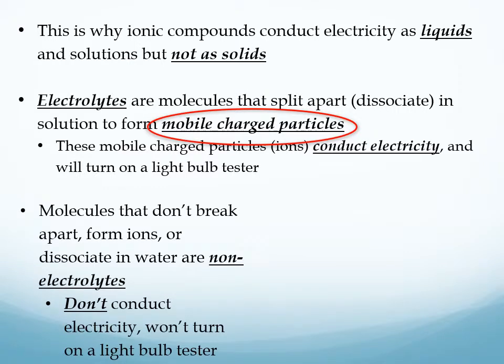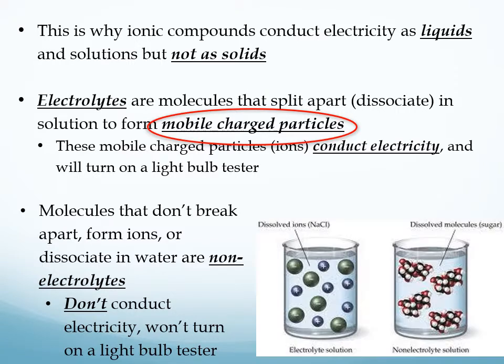The opposite of electrolytes, molecules that don't dissociate in water, are called non-electrolytes. These molecules stay as one piece and don't break down further, so they don't conduct electricity well. In this picture, the salt molecule is an electrolyte and splits apart into its charged pieces, the positive sodium ion and the negative chlorine ion. Sugar, on the other hand, is a covalent compound without charged pieces, so it stays intact and doesn't split apart in water, making it a non-electrolyte.